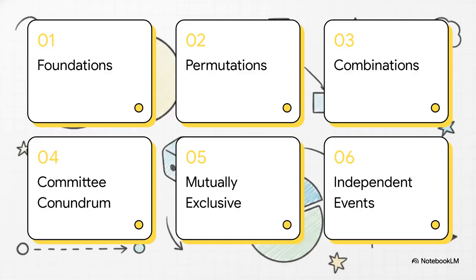Here is the roadmap for our bootcamp. We're covering the core essentials. First, foundations, coins and dice. Second, permutations, the statistics problem. Third, combinations, players and bulbs. Fourth, the committee conundrum. Fifth, mutually exclusive events. And finally, number 6, independent events. All right, let's conquer this.